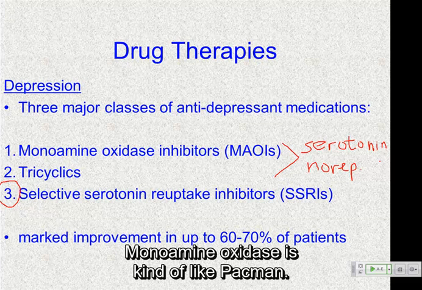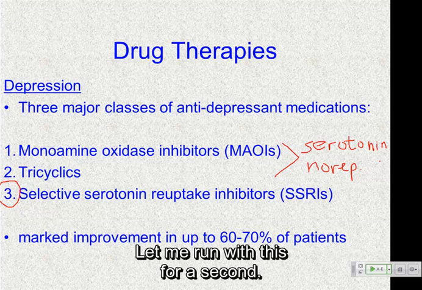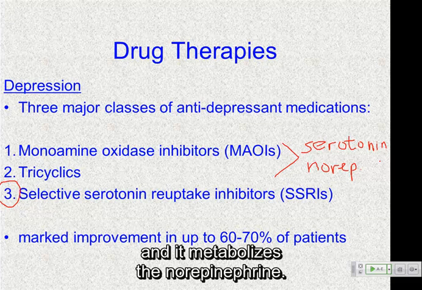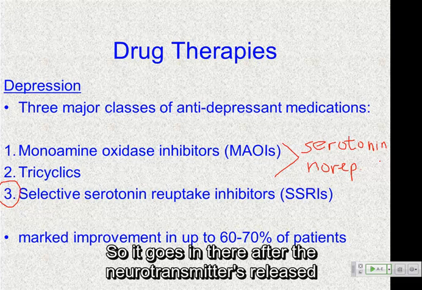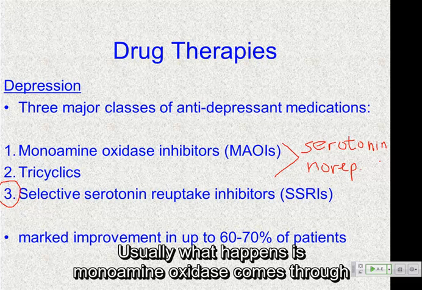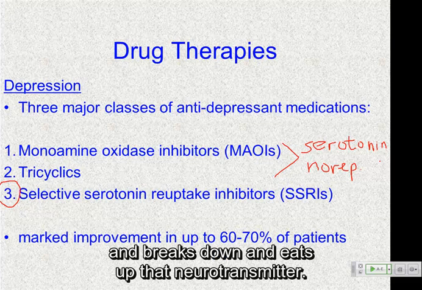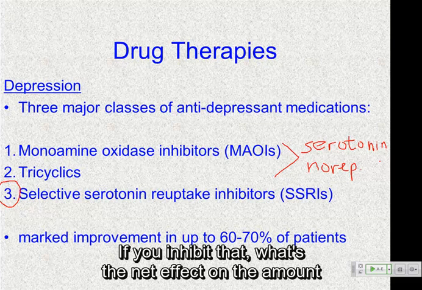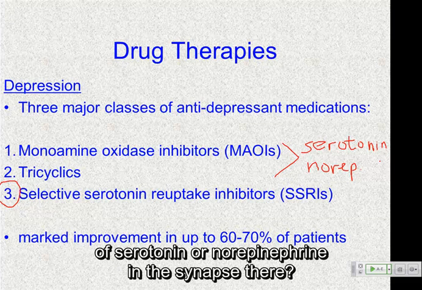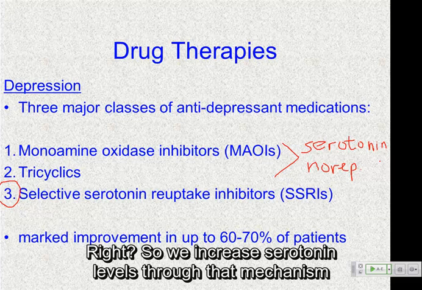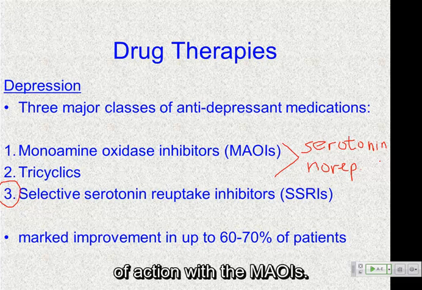Basically, here's the idea. Monoamine oxidase is kind of like Pac-Man. And let me run with this for a second. It metabolizes the serotonin and it metabolizes the norepinephrine. Okay? So it goes in there after the neurotransmitter is released and it binds to the receptor site, and then it goes back into the synapse. Usually what happens is this monoamine oxidase comes through and breaks down and eats up that neurotransmitter. Okay? If you inhibit that, what's the net effect on the amount of serotonin or norepinephrine in the synapse there? If you don't let this guy eat them up, what happens? There's more of it, right? So we increase serotonin levels through that mechanism of action with the MAOIs.